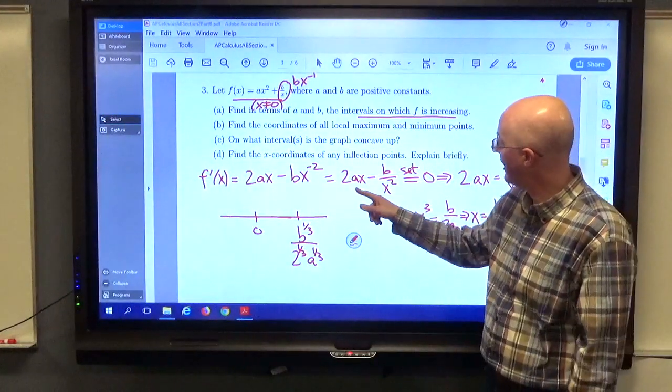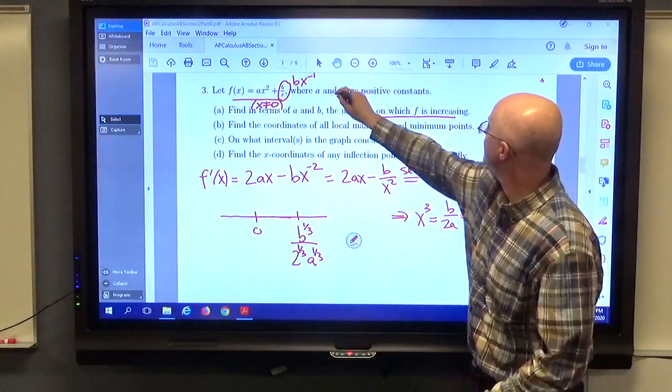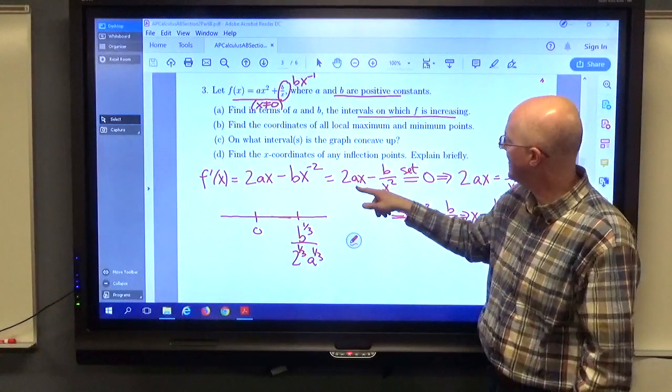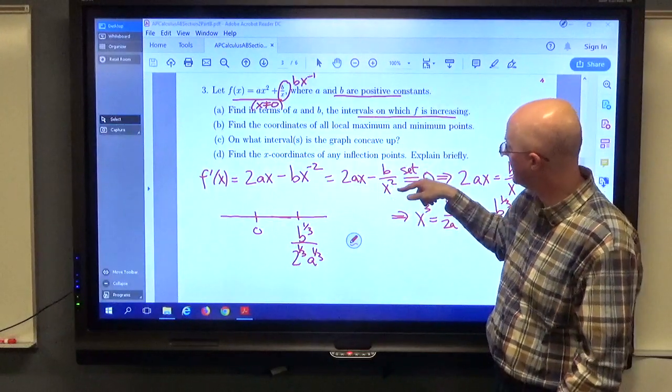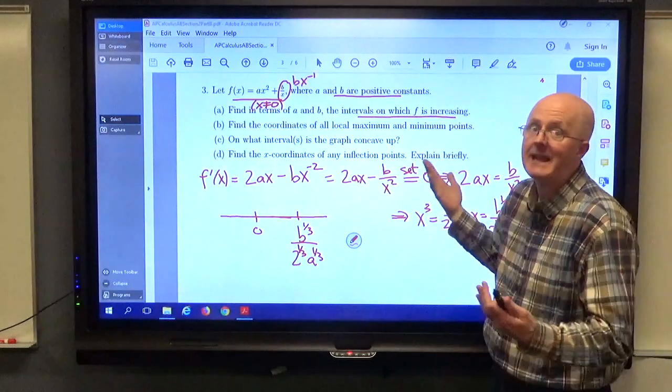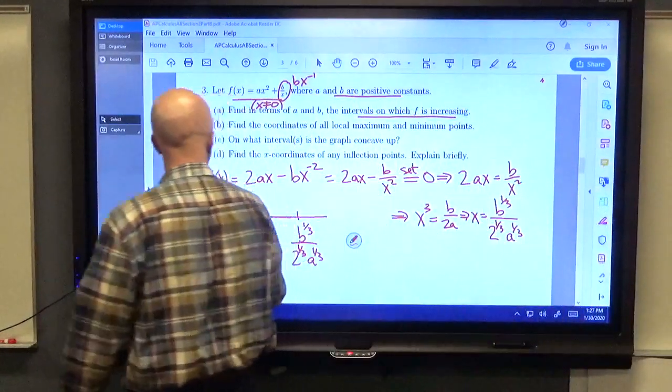You can also just think about it. Plug in a negative number there. a and b are positive. Keep that in mind. You're going to get a negative minus a positive, because I square even a negative number, I get a positive. Negative minus positive is negative. f prime is negative over here.